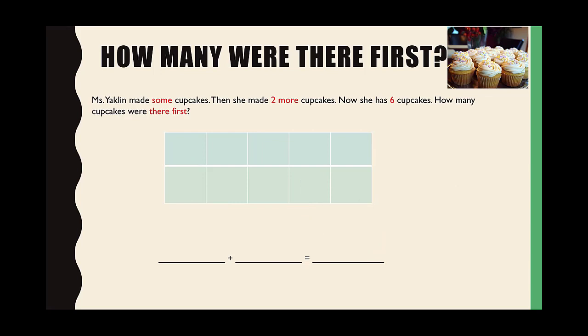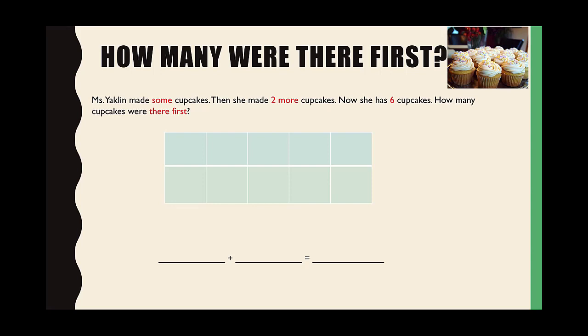Okay, and our last type of problem, how many were there first? So in this type of problem, we don't know how many we started with, but we know how many we add and how many we end up with. So let's go over this.